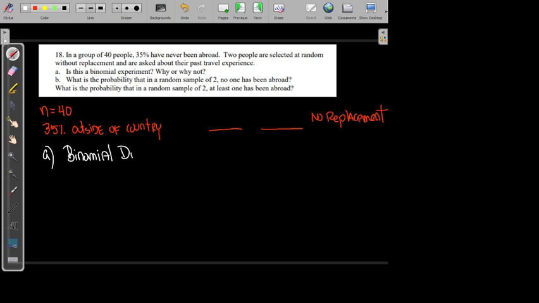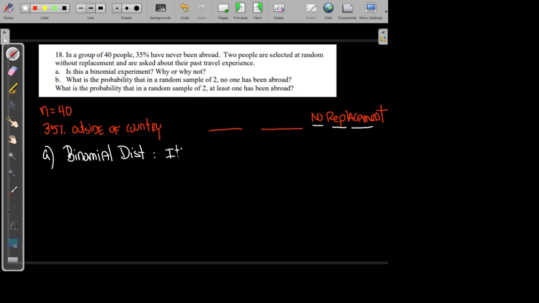Binomial distribution, yes or no? What do you think? No. Why do you think that this is not? Yes, it is? And you say no? Yeah, because without replacement. It says without replacement. So no replacement.